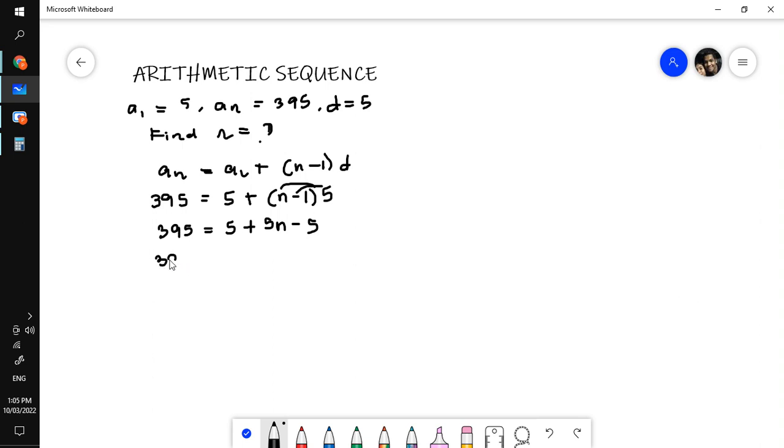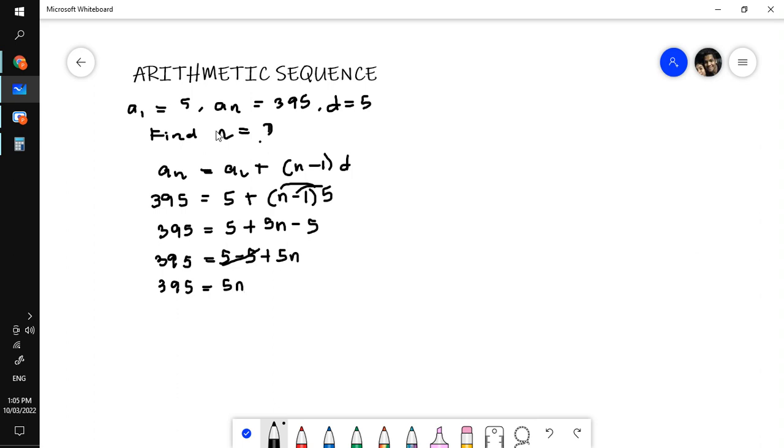Now we have 395 equals, in this case we have two constants. So we will combine the constants, this one, 5, and then we have negative 5 plus 5n. Now let's simplify. Still copy 395 equals 5 minus 5, that's 0. So we are left with 5n.